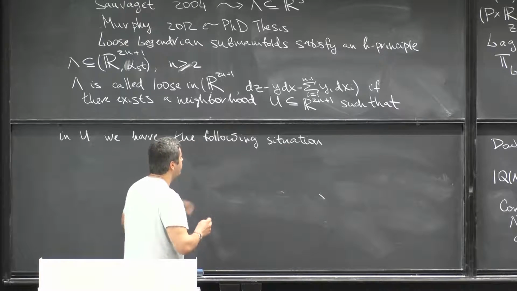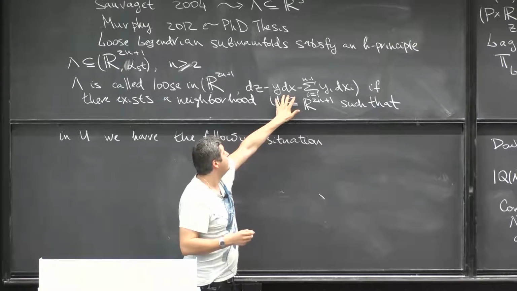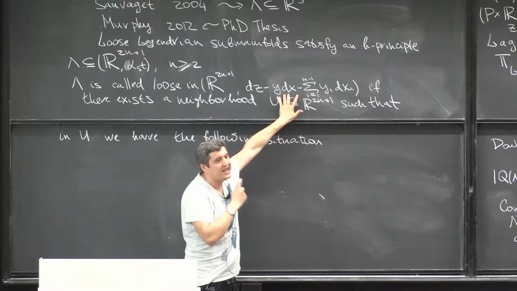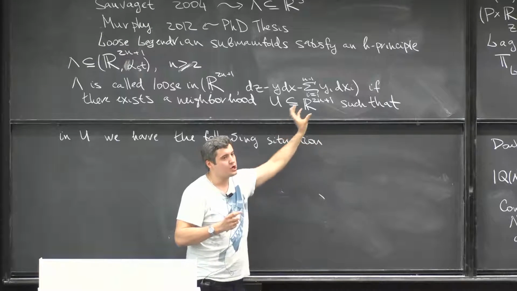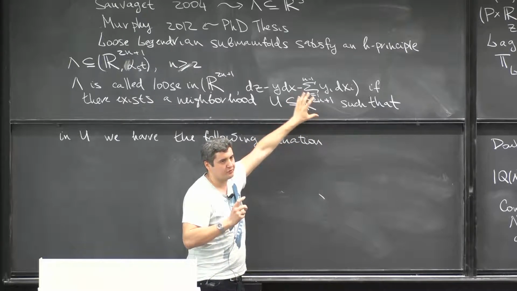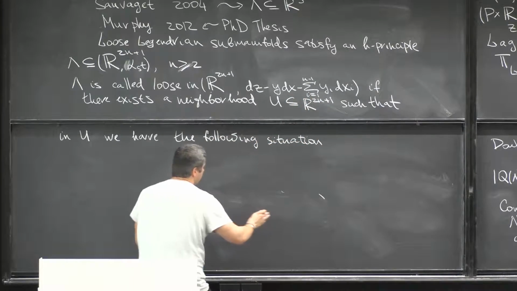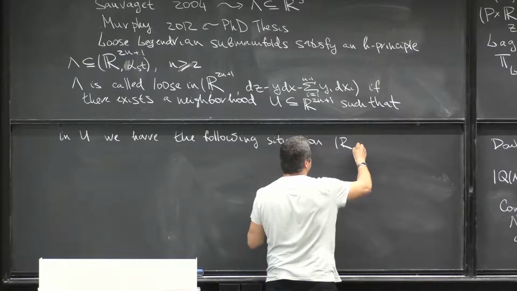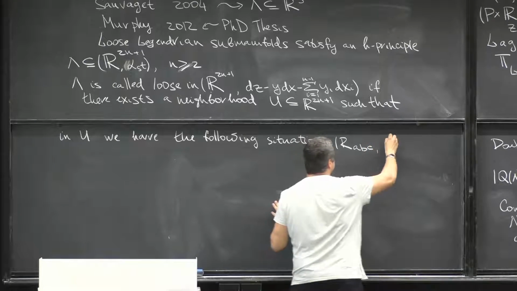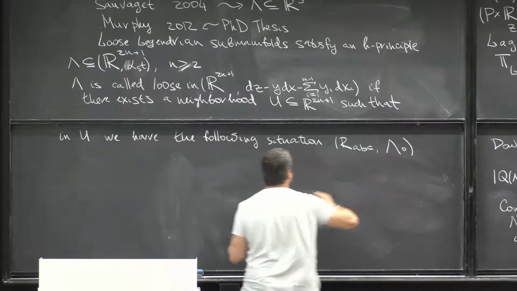It doesn't really matter. Let's assume that this neighborhood lives with these coordinates. Otherwise, I should say that we have some neighborhood which is contactomorphic to the neighborhood with these coordinates, where we have some structure. Okay, so with the following situation, I'll write it down: R sub ABC and capital lambda sub 0.